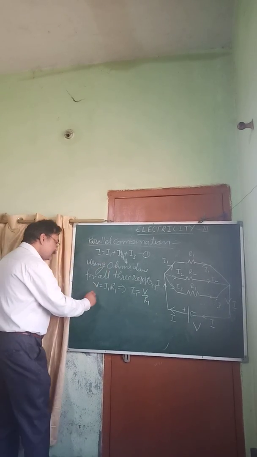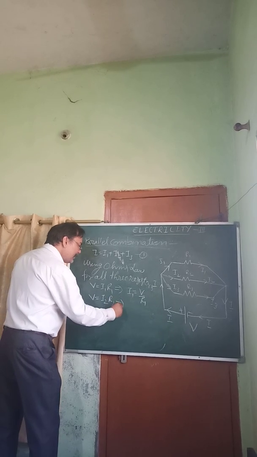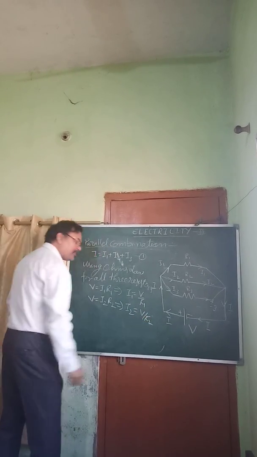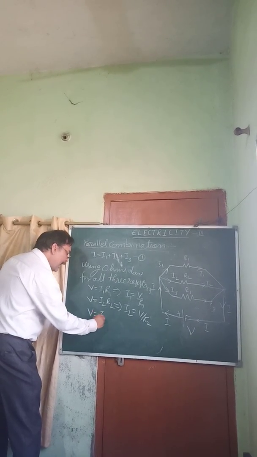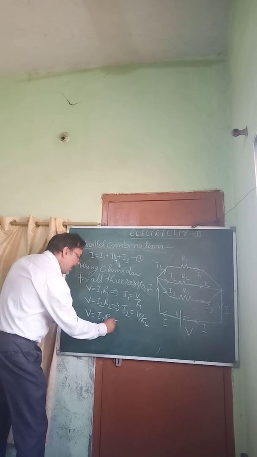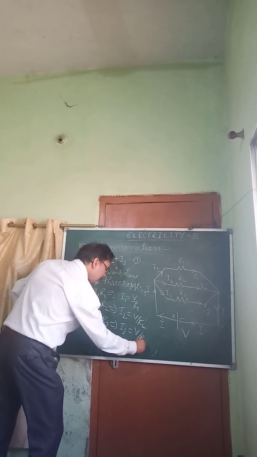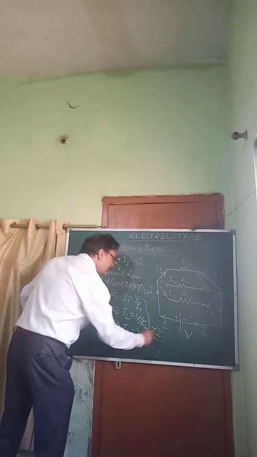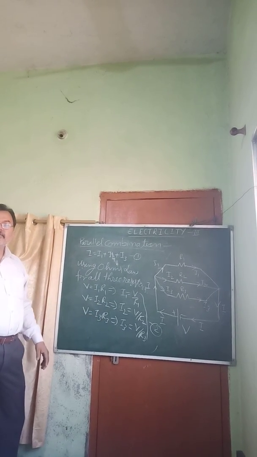Similarly, for the second resistor, can we write V is equals to I2 R2? And we will get I2 is equals to V by R2. For the third one, we can write V is equals to I3 R3, and that will give us I3 is equals to V upon R3. And this is our equation number 2. So here is our equation number 1, here is our equation number 2.